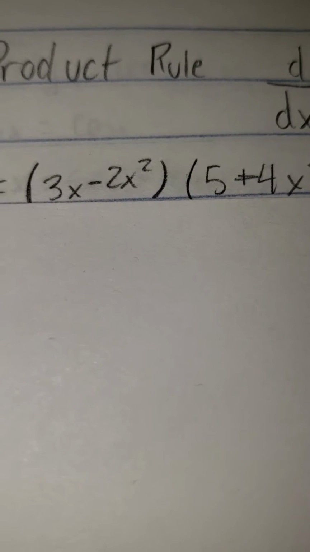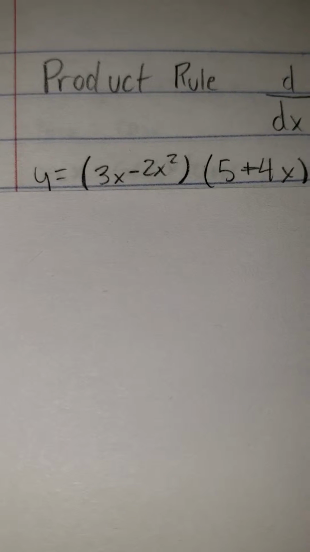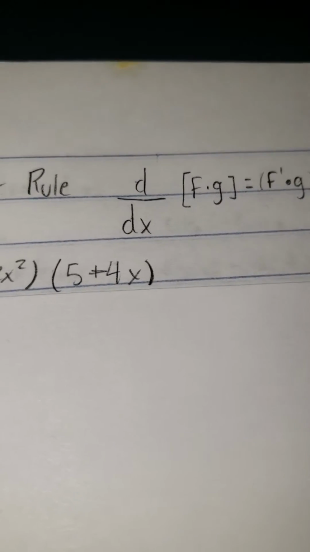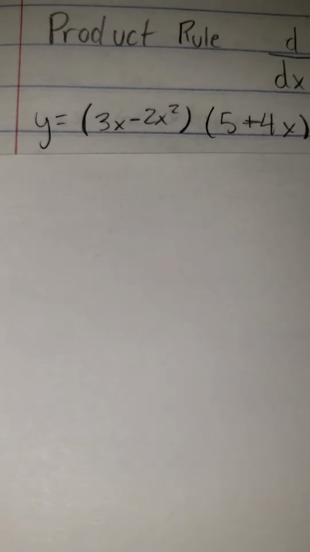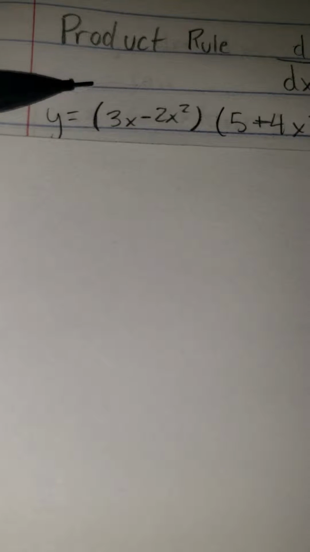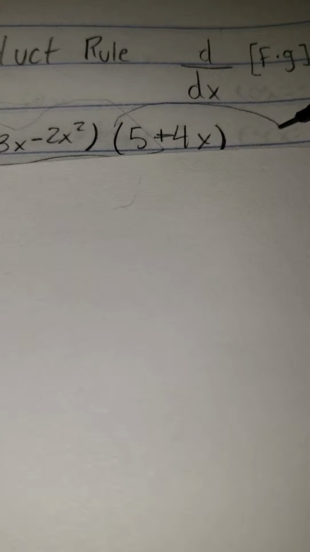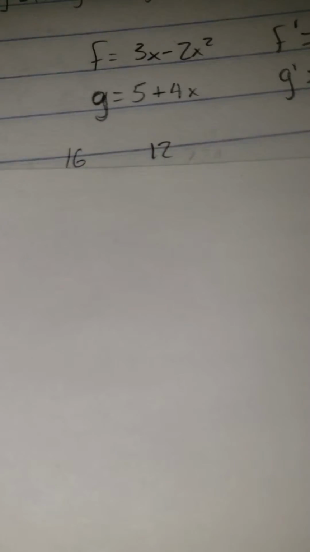So as an example, I will be showing this equation: y is equal to 3x minus 2x squared times 5 plus 4x. Now the y is different to d over dx, but they do mean the same thing. So, thinking of it like this, this is our f, and this is our g.